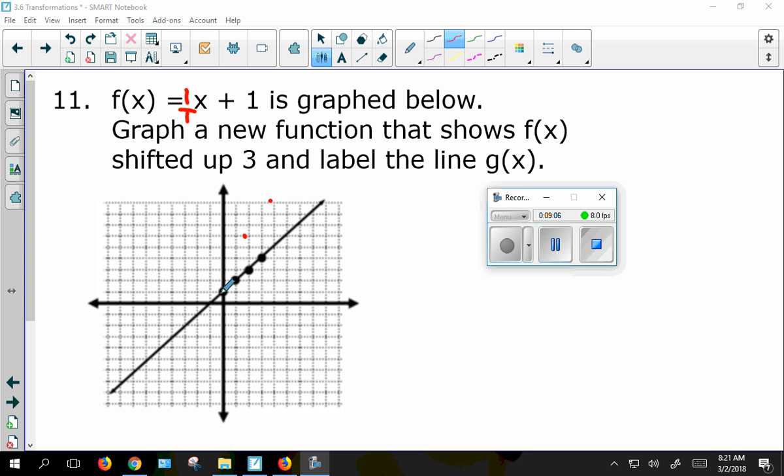So if I'm going to shift this up 3, I'm going to go right here to the y-axis. I'm going to go 1, 2, 3, and I'm going to put my dot right here. Now my slope is 1 over 1, 1 over 1, and I draw my line, and I label it g of x. That's it. That's all we're doing.